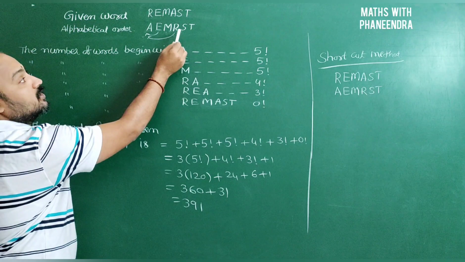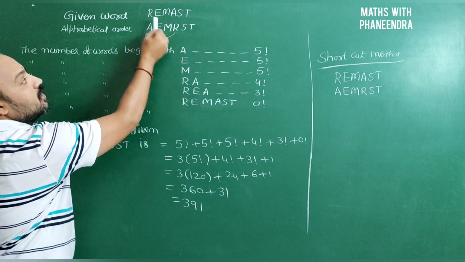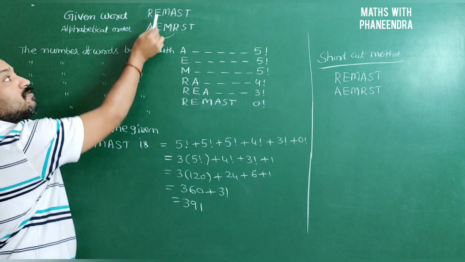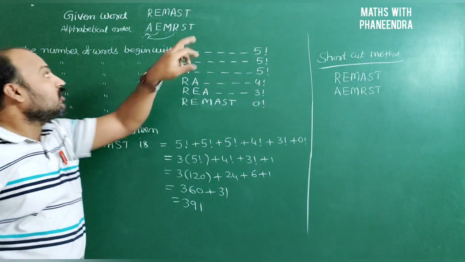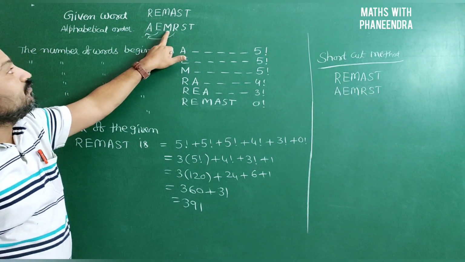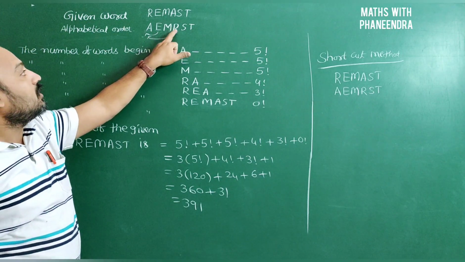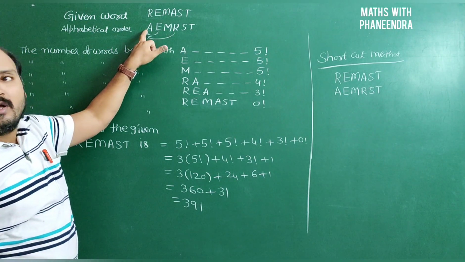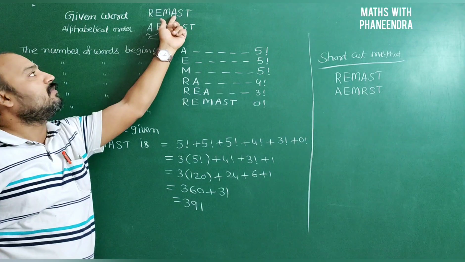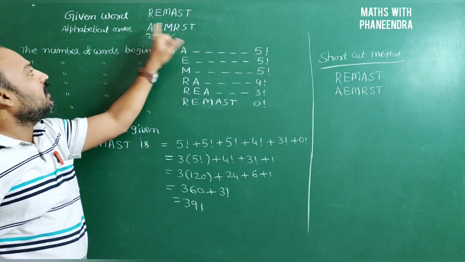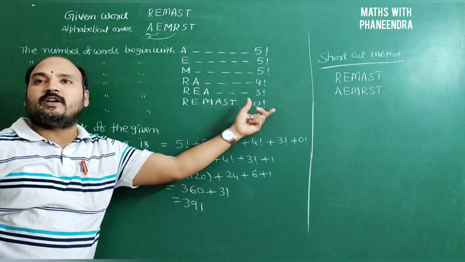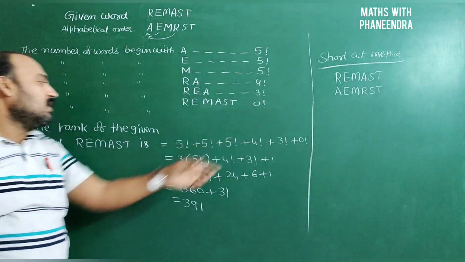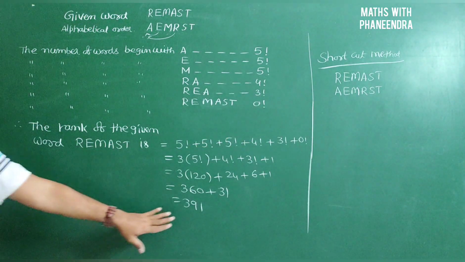Next, the number of words which begin with REM. REM is also there in the given word. So next we have to write REMA. REM is already over, no? REMA, REM is also there in the given word. Next REMAS. REMAS is also there. So the next word is REMAST. It can be done in 0 factorial ways. So the rank of the given word is 391.